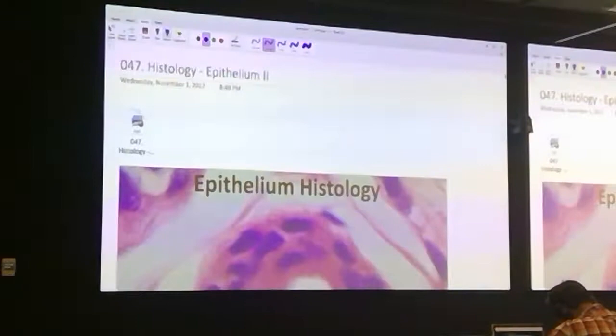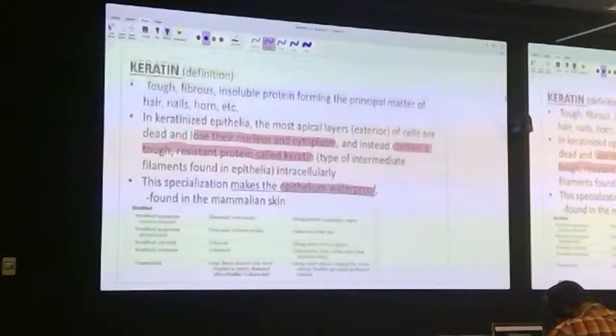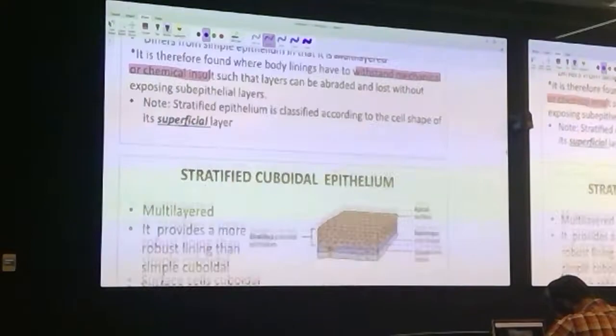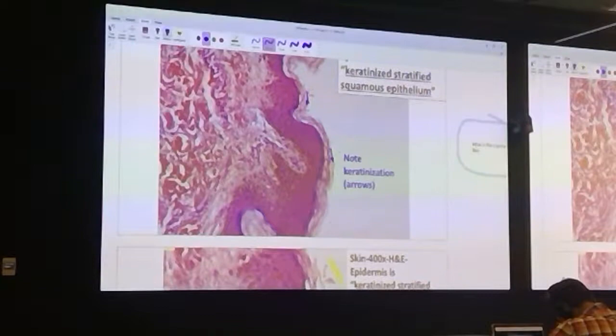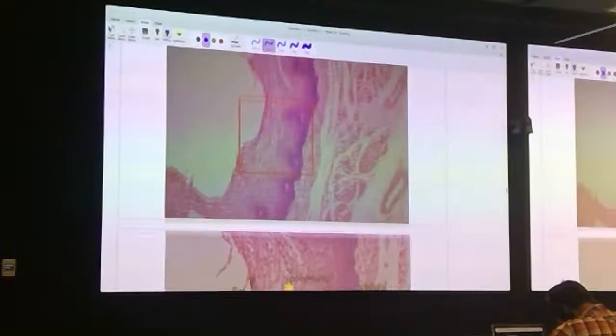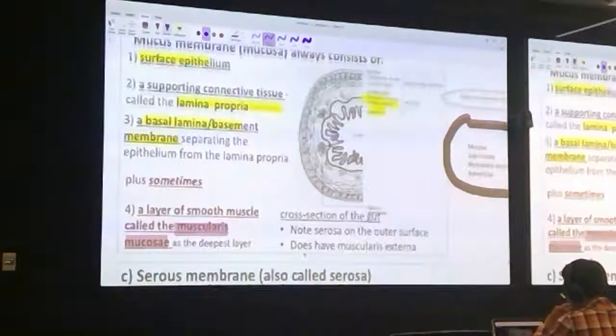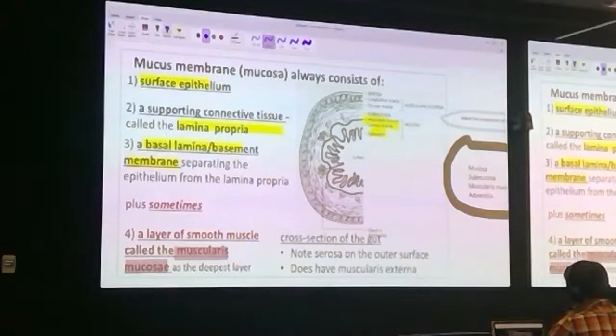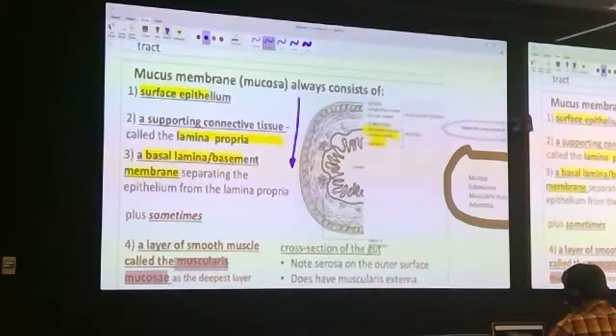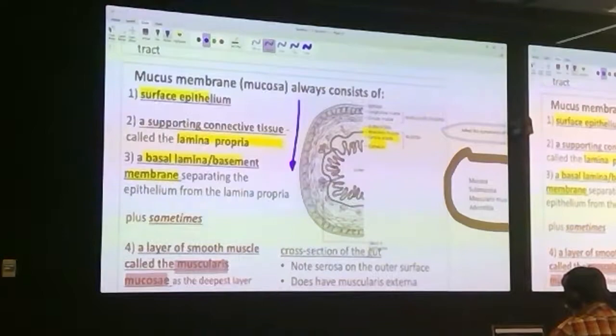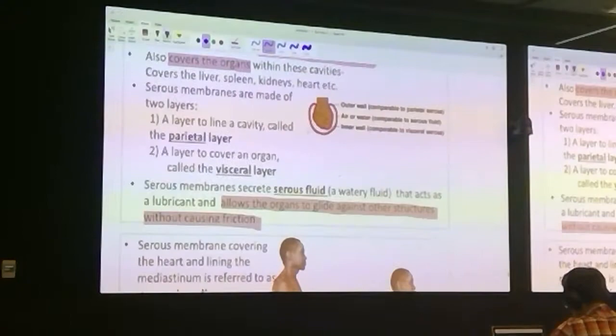What is this lecture? Epithelium 2. Okay, so my question is going to be: identify the epithelium. For keratin, just know what it looks like. This is what it looks like, and just know they're made of dead epithelial cells. You need to know the layers of mucosa: epithelium, lamina propria, and muscularis mucosa. That was it for the lecture.